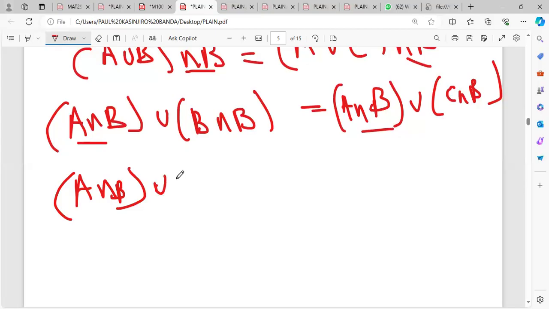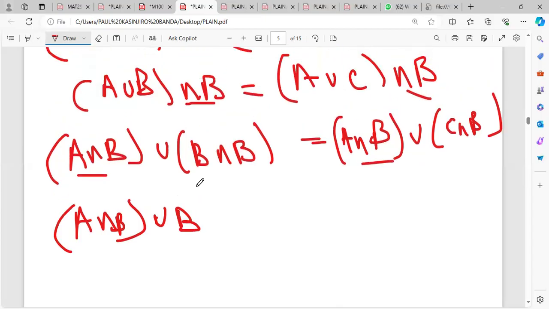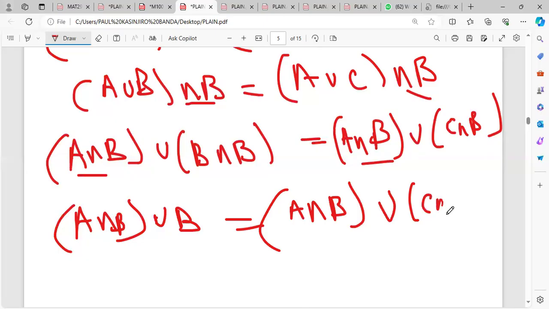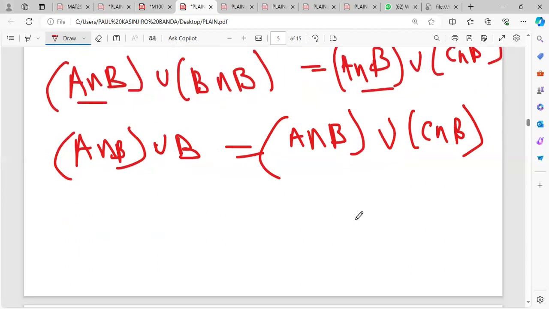Okay, and then from there, what I have is that my B will simply be equal to A intersection B, and then union C intersection B. So on the other side, I have this one, union C. So this is what I have on this side, right?